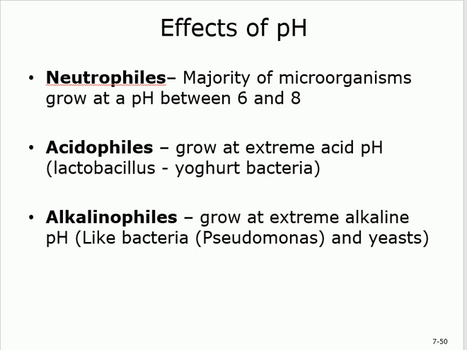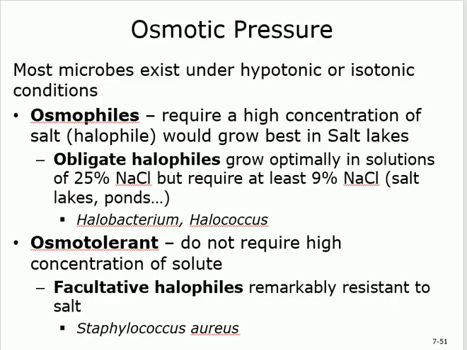Acidophils, they love the acid, like lactobacillus. Lactobacillus, they produce lactic acid, right? Yogurt bacteria, they are also acidophils. They like acidity that you have in the yogurt. Alkalinophils are these different types that love alkaline. Pseudomonas is an example of that. Yeast, the yeast, they love the alkaline medium.